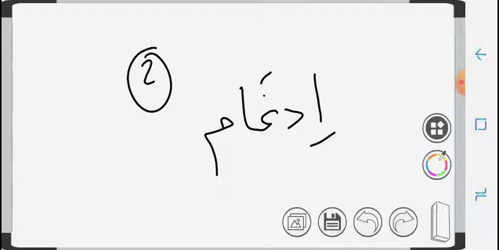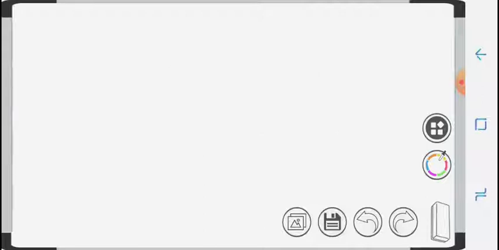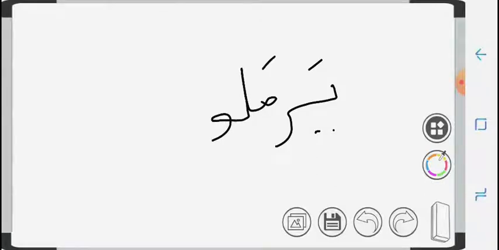Now with Idghaam there are 7 letters. It's pretty much used as an acronym, I believe is what you would call it. That's this word here, Yar Ma Loon. If we remember that, what we would understand is that there are 6 letters here, which is the ya, the ra, mim, lam, waw, and noon. These 6 letters will be involved in the word Yarmaloon.